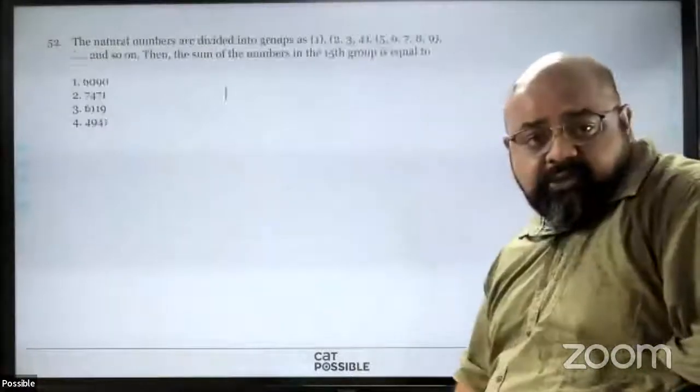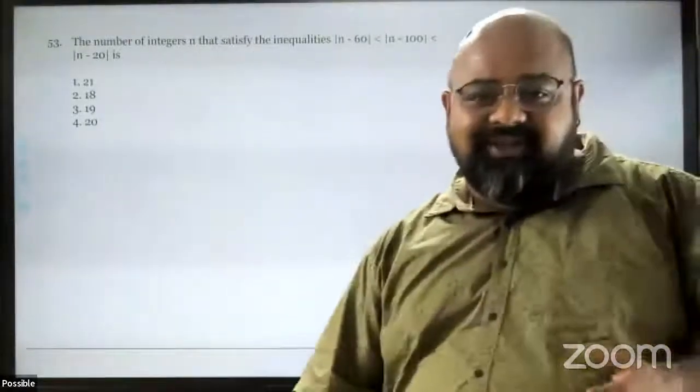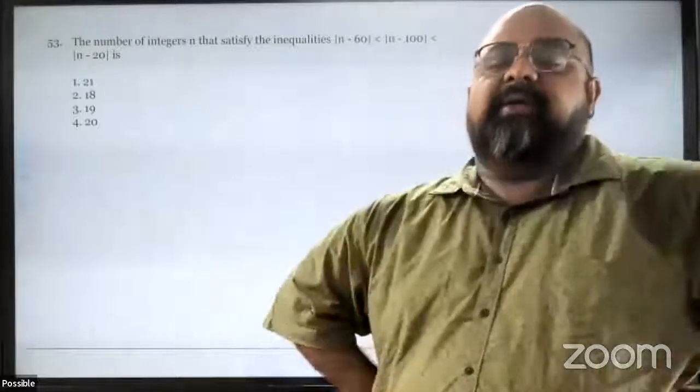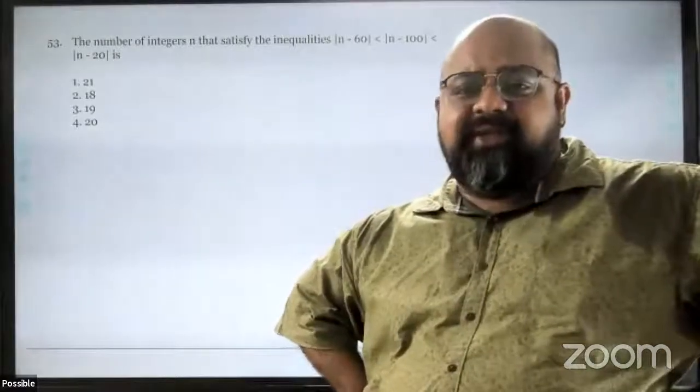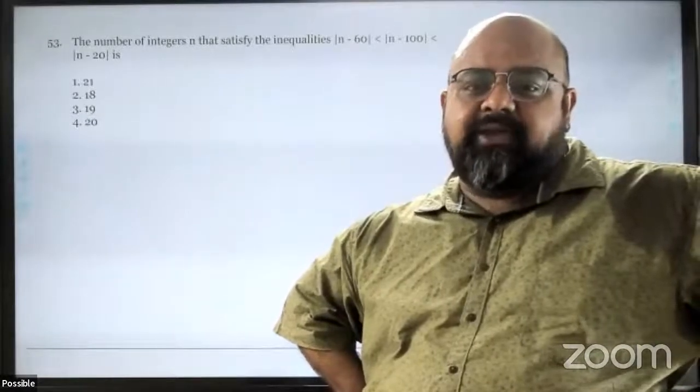Question, I missed a question. Okay. Question 53 then. The number of integers n that satisfy the inequalities mod of n minus 60 is less than mod of n minus 100 is less than mod of n minus 20.